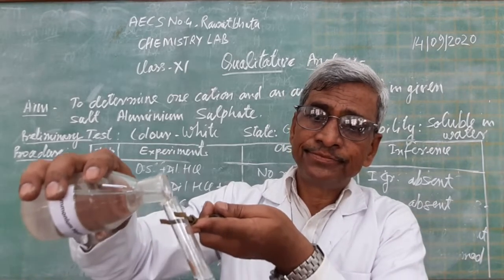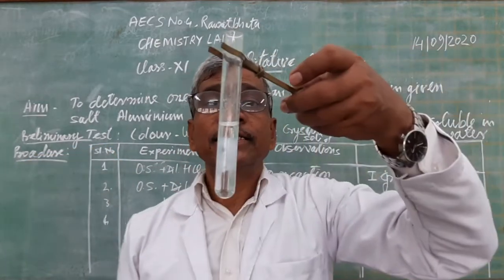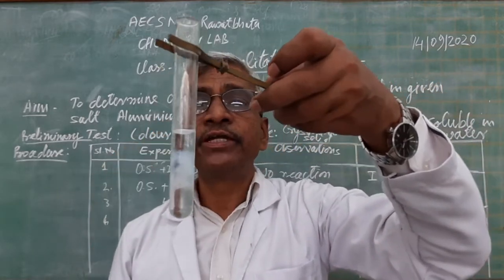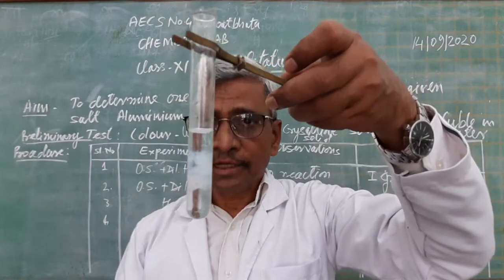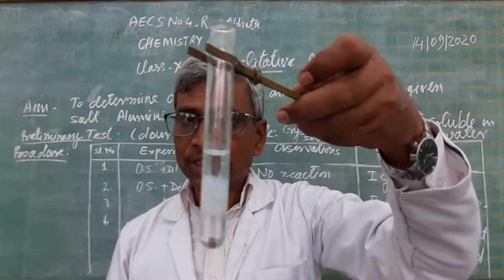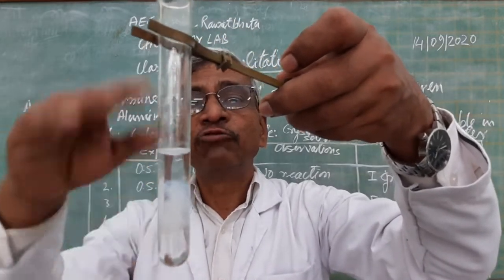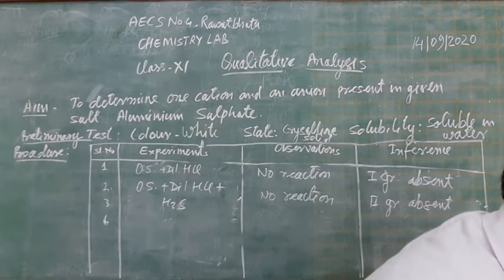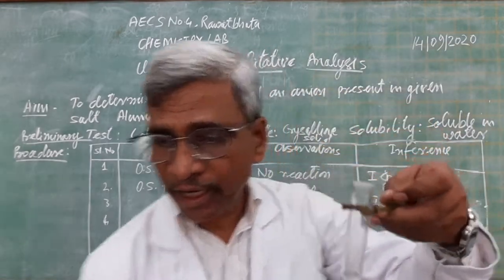Add ammonium hydroxide to this. See the change. This is the change in the test tube. A white gelatinous precipitate is formed, just like gelatin. This is aluminium hydroxide, a white gelatinous precipitate. This shows that the third group is present. You can see colorless, then white gelatinous precipitate that does not settle down, and again colorless. Then the white gelatinous precipitate is formed, and this shows that the third group cation is present.